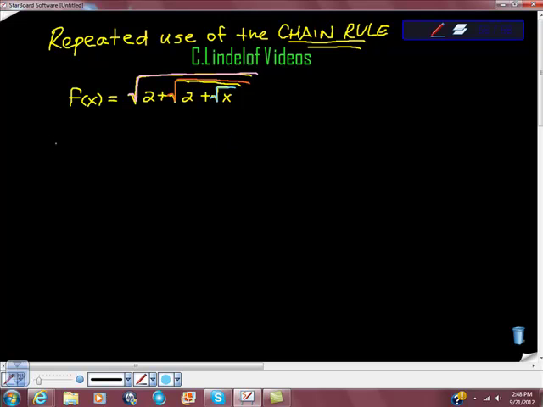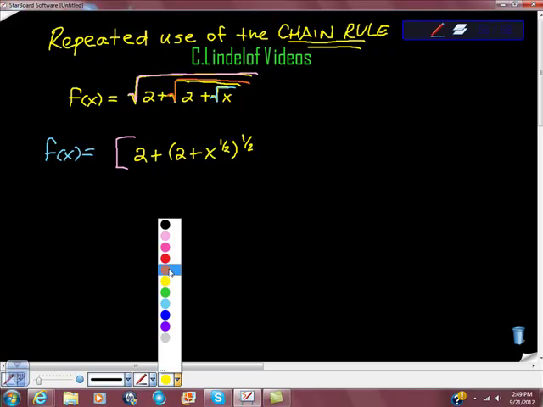I'm just rewriting f of x. So I'm going to write it as f of x is equal to 2 plus x to the 1/2 power to the 1/2 power all to the 1/2 power.